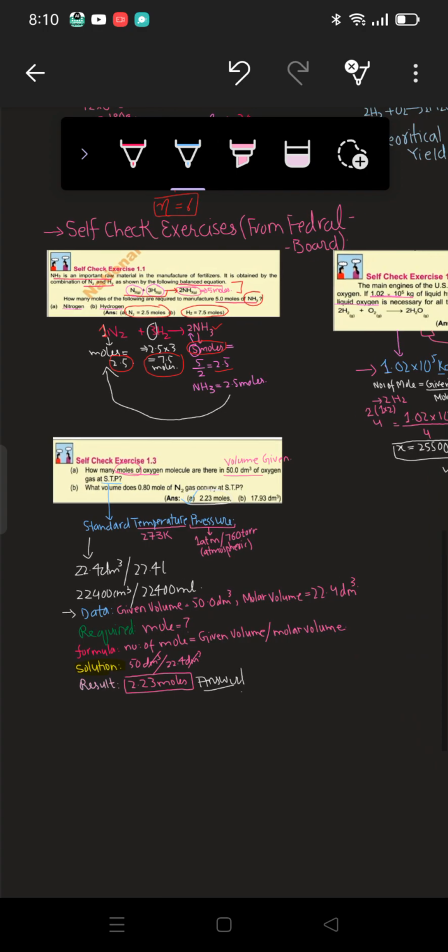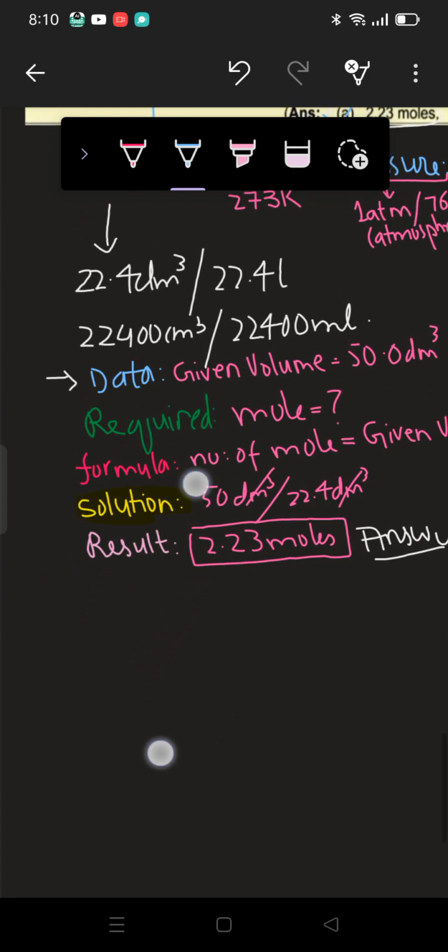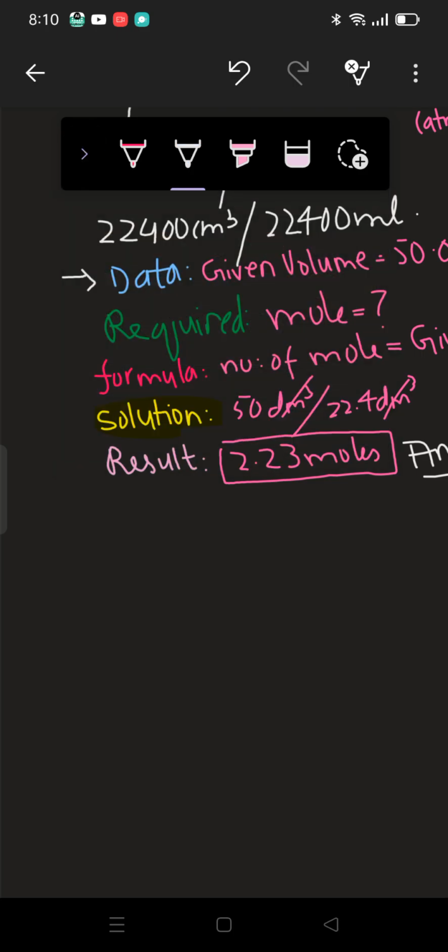This is done. Now let's solve the second part of it. In the second part, they have asked us the volume. What volume does 0.80 mole of nitrogen gas occupy at STP? Which means we need to find the given volume of it, while the moles of nitrogen is already given. And we know the molar volume of any gas at STP as well, and that is 22.4 dm cube. So let's solve the second question first.